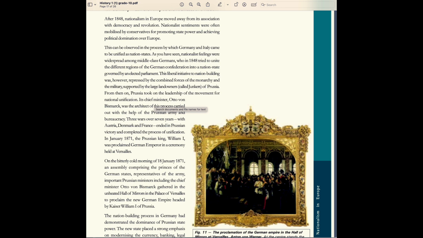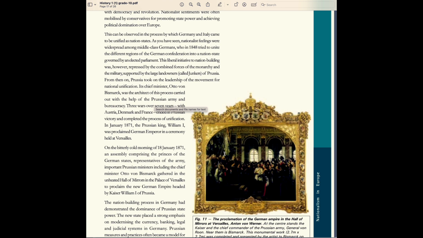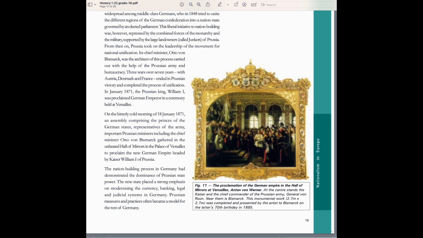Its chief minister, Otto von Bismarck, was the architect of this process, carried out with the help of the Prussian army and bureaucracy. Three wars over 7 years with Austria, Denmark, and France ended in Prussian victory and completed the process of unification. In January 1871, the Prussian king William I was proclaimed German emperor in a ceremony held at Versailles.